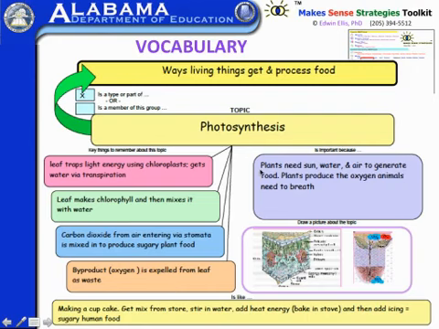It's important because, and in this case, the student imported pictures, and then is like making a cupcake, because basically you get the mix from the store, stir in water, add heat energy, bake in the stove, and then you add icing, and what you get is really sugary human food. And of course photosynthesis in many ways is similar. Obviously we're not using heat energy there, but rather solar.